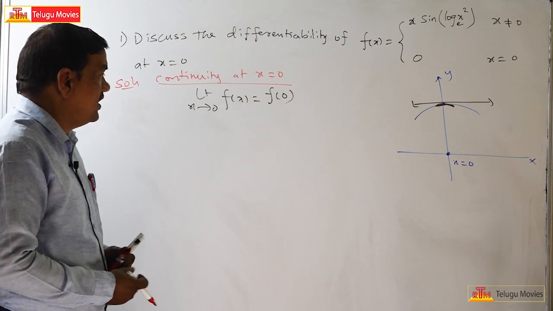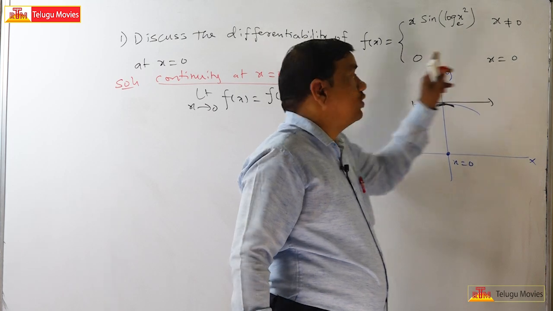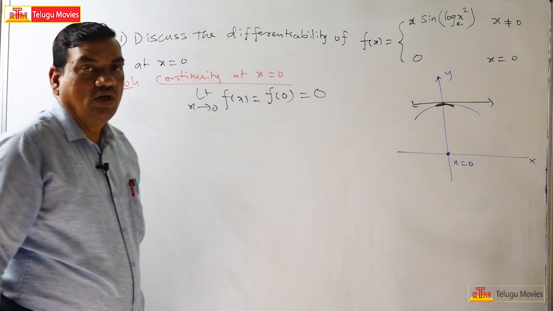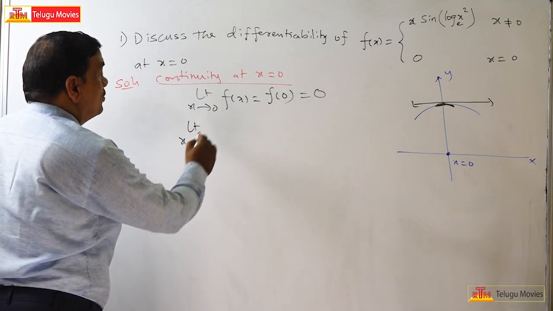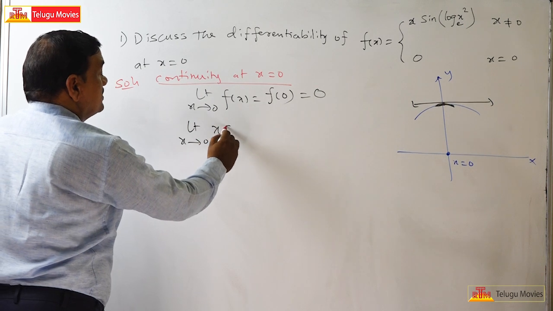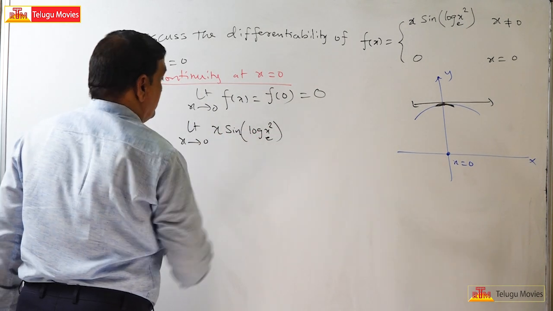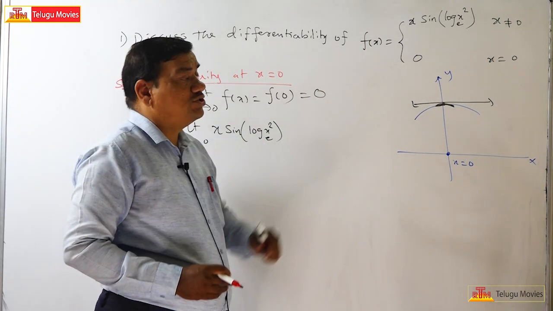Understand? If you show that, the problem is over. So f of 0 is equal to how much? When x is equal to 0, f of 0 is equal to 0. Understand? So now find out limit as x tends to 0 of f of x, which is x sine of log x square to the base e. Let us find out whether we will get this value as 0 or not.